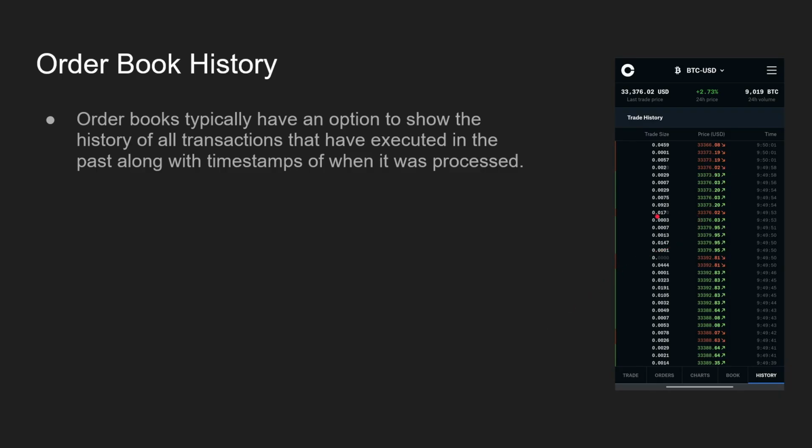Here's an example of an order book history chart or section. We see all these different trade sides. We see the sides that were actually traded. We see the prices that they were traded at. They're typically color coded, either red for sales or green for buys, and we also see the times.